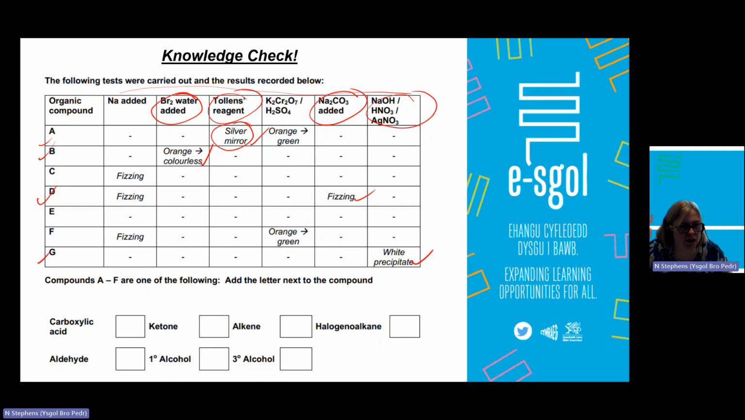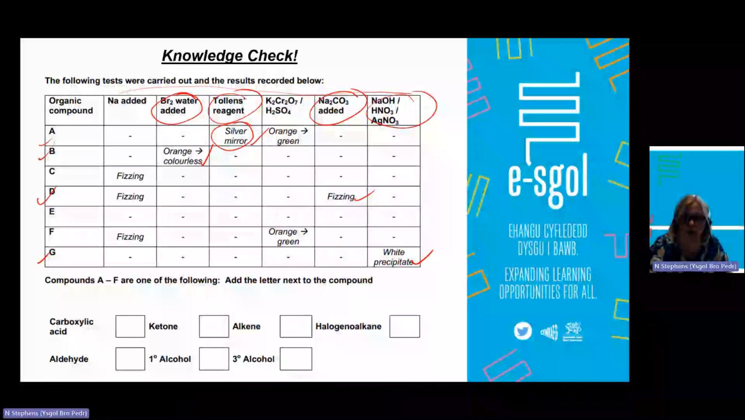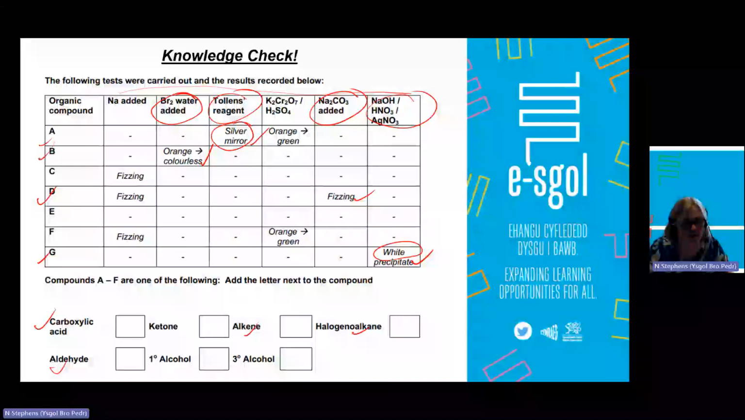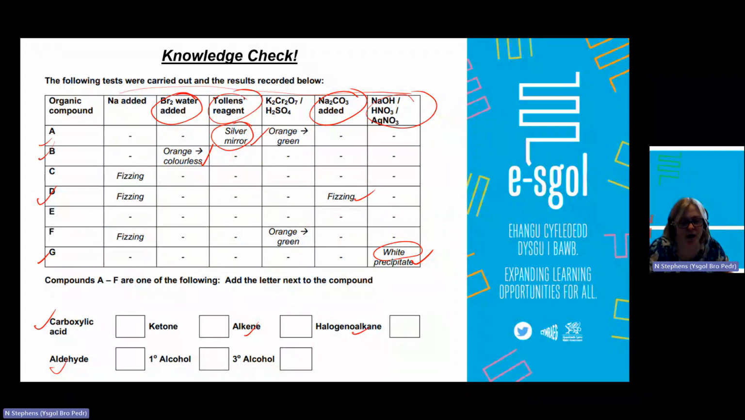Not only do we know it's a halogenoalkane, but the fact that it is a white precipitate also confirms that it must be a chloro compound. Not only a halogenoalkane, but a chlorohalogenoalkane. So we've identified the carboxylic acid, the alkene, the halogenoalkane, and the aldehyde. So we are then left with a choice of a ketone, a primary and a secondary alcohol. So which one is which?